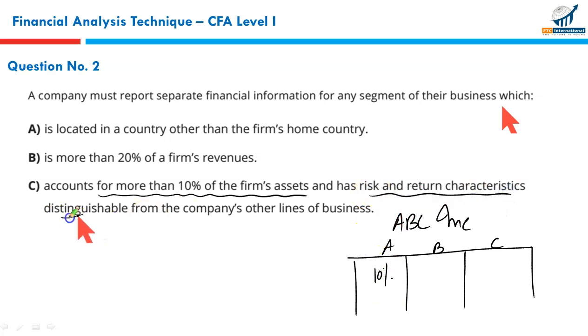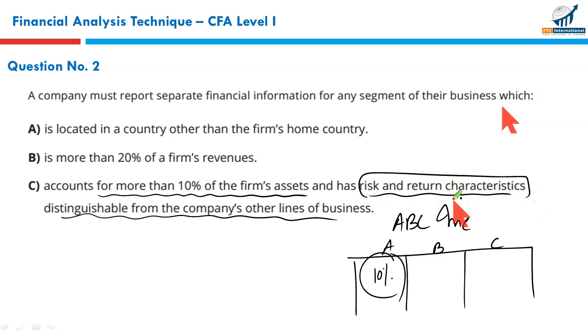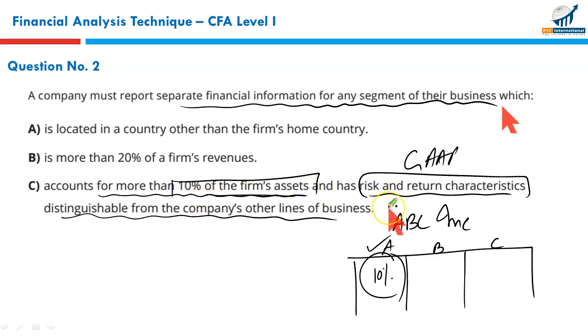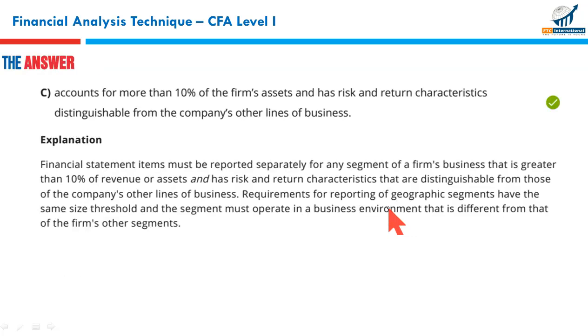If the assets in segment A are more than 10% of the assets of the overall firm and its risk and returns characteristics are distinguishable from the company's other lines of business, it's relatively self-contained, it has its own unique inflows and outflows, its own risk return profile, then it must be reported separately as a segment. This is the requirement of GAAP, Generally Accepted Accounting Principles in the US. So a company must report separate financial information for any segment which accounts for more than 10% of the firm's assets, and risk and returns are unique to that segment. So that makes C the correct option, and as you can see, C it is.